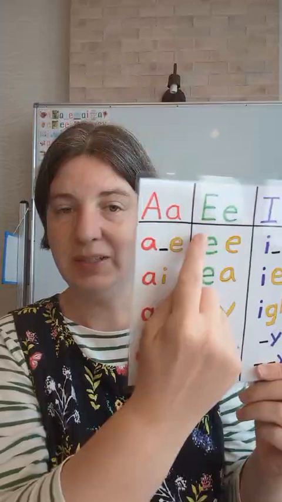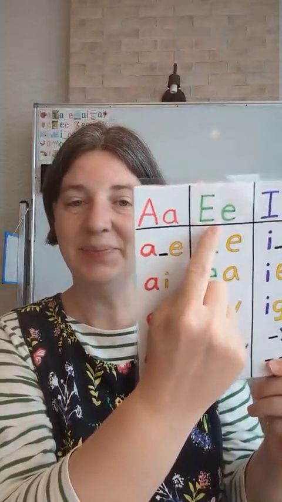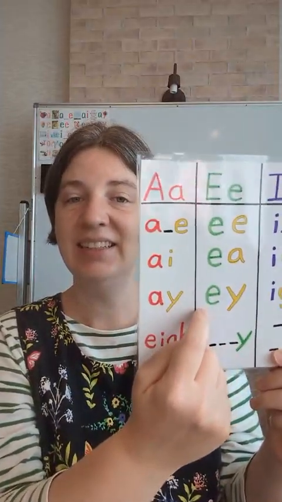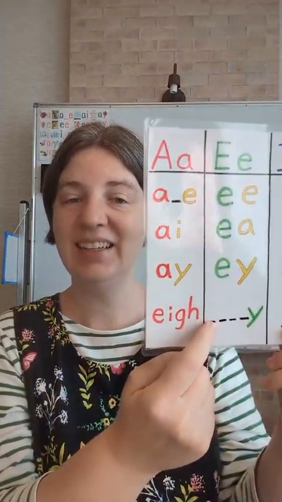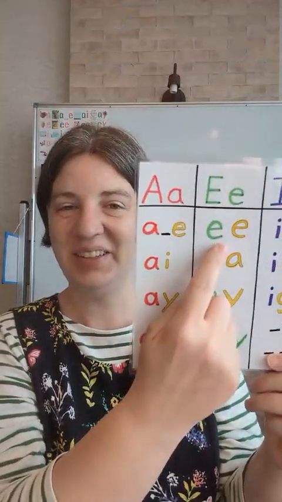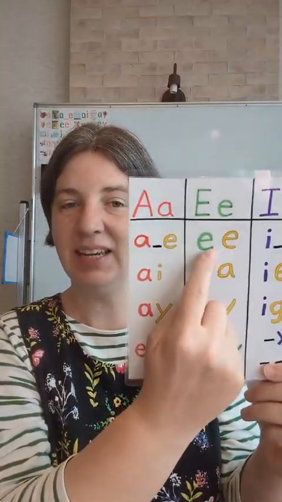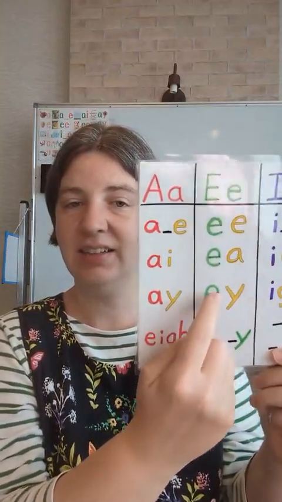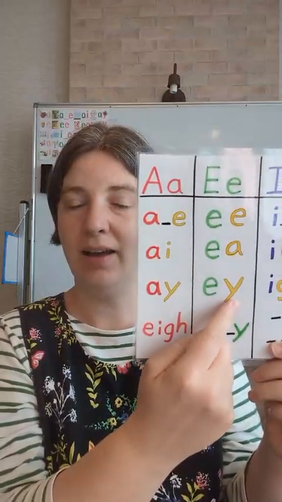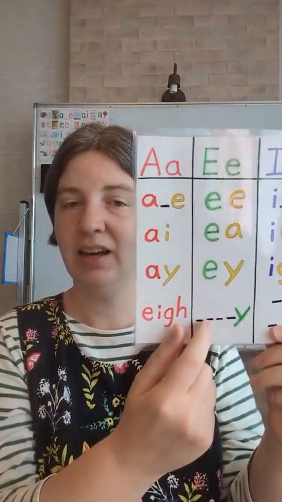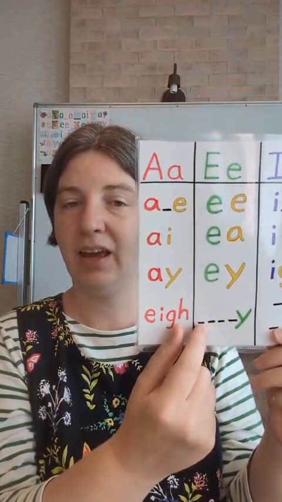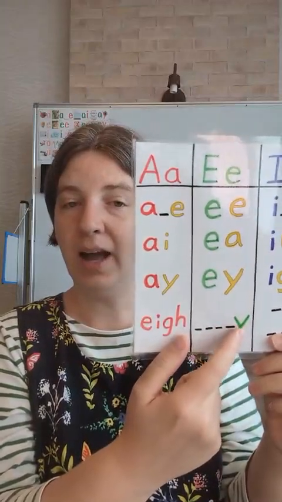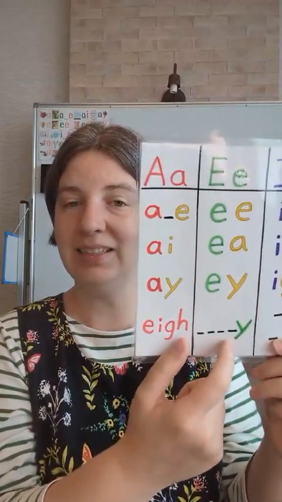Okay, the next one is E. E, E, E. So you have 2 E's together, E and an A together, EY. And then at the end of a 4 or 5 letter word with Y at the end, that Y is going to make an E sound.